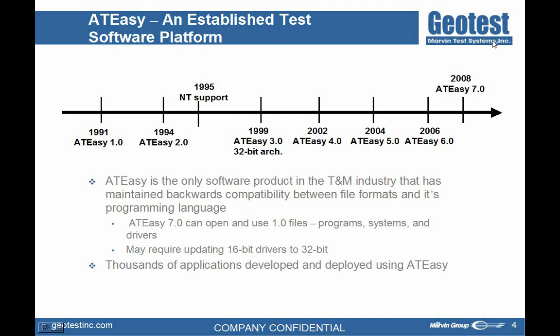The only difference or caveat to that statement is that ATEasy 1.0 ran under a 16-bit operating system. So the drivers for an application developed under 1.0 were 16-bit drivers. ATEasy version 7 runs under a 32-bit OS, so your drivers need to be upgraded to 32-bit versions. But as far as the ATEasy language itself, a version 1 file can open and operate within ATEasy 7.0.